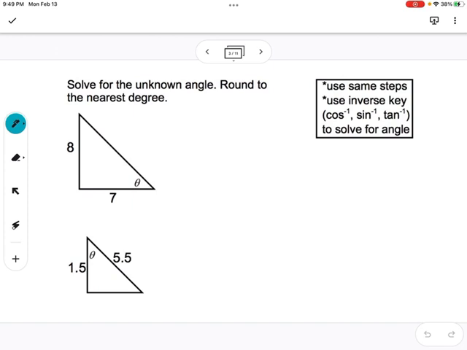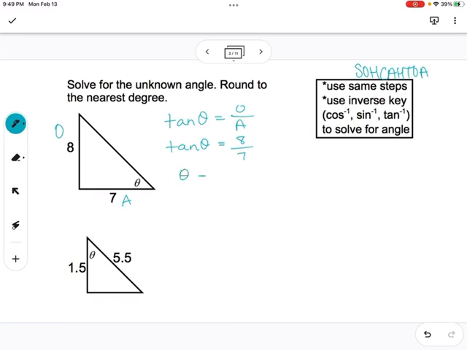Okay, similar examples here. Solving for the unknown angle, round to the nearest degree. So in respect to theta here, we have the adjacent side and the opposite side. Adjacent is here, opposite's here. Because we have the opposite and adjacent, from Sohcahtoa, we know we're going to use tan. So tan theta equals O over A. Putting in what we know, our opposite is 8 and our adjacent is 7.